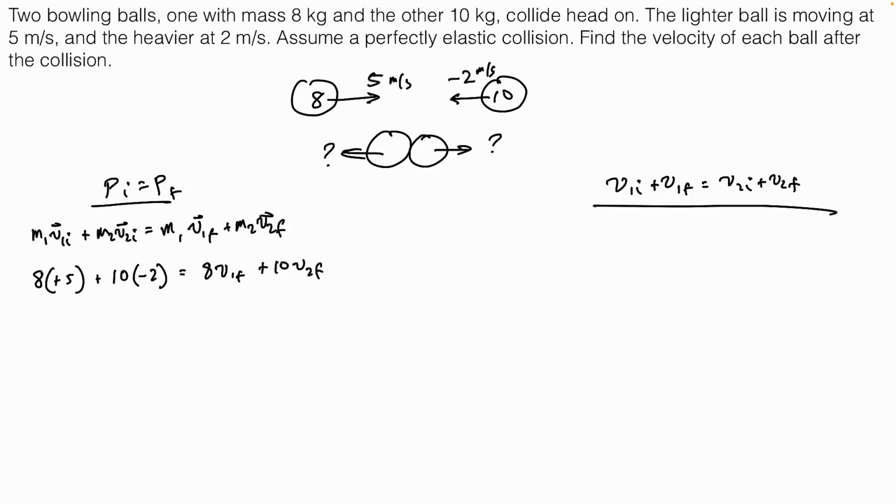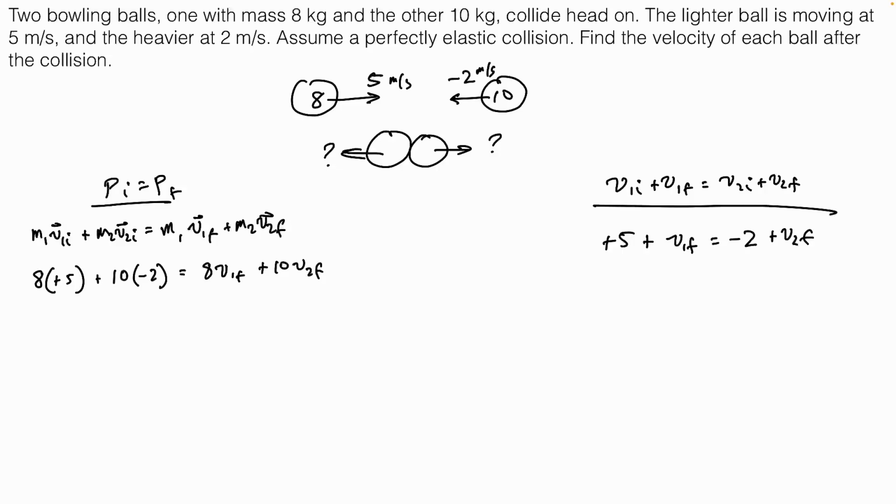So again, V1 final, V2 final, those are my unknowns. Those are the things I'm looking for. Over here on the right-hand side, V1 initial is 5 plus V1 final equals, no, I did that wrong. V2 initial is minus 2 plus V2 final. Okay, there we go. Notice I've dropped my vector signs over the tops of these. I could carry them all the way through. Point is, I just don't want to keep writing that vector sign. It's going to work itself out. If I get a positive, it means it's moving to the right. If I get a negative, it means it's moving to the left.